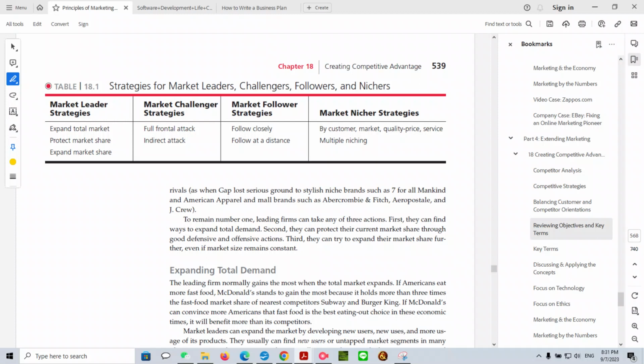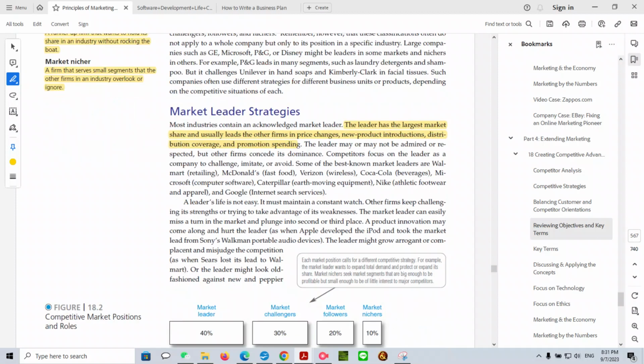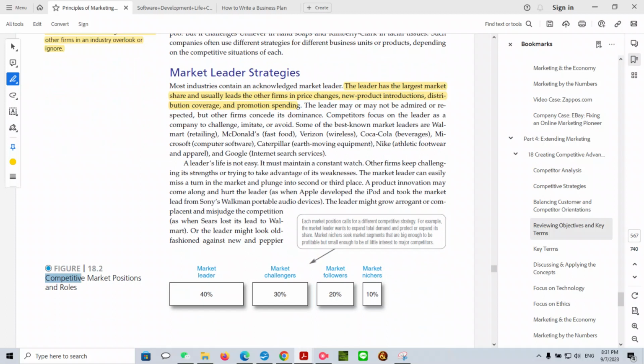Crew. And here we have a diagram that talks about the competitive market positions and roles. For market leader, we're talking about a 40% market share. For most challengers, we have 30% market share. For market followers, we have 20% market share, and market nichers is 10%. The reason it's 10% is because it's a blue ocean strategy where we're focusing on a very specific and narrow part of the market that we're targeting.